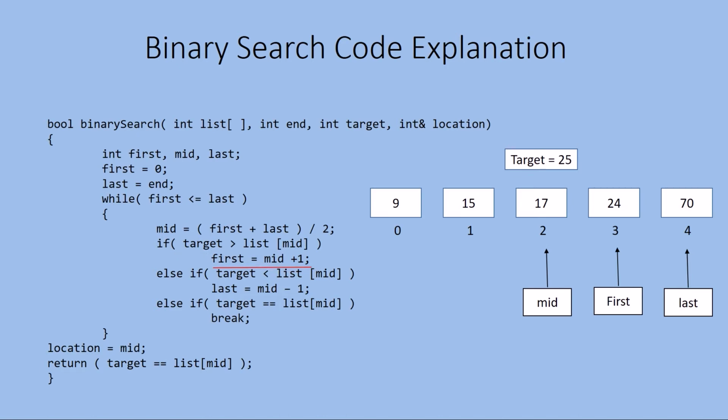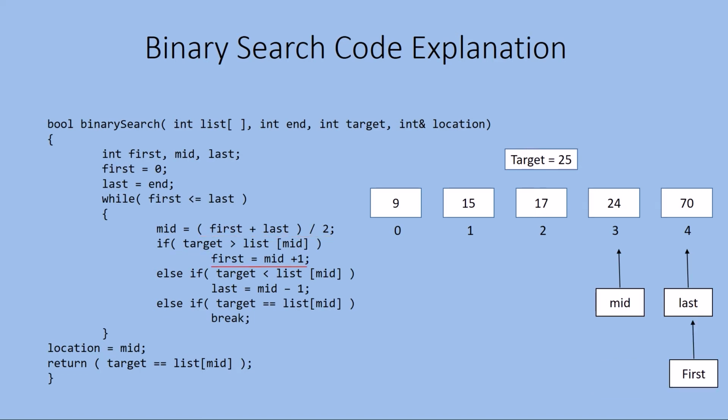Loop back again, calculate middle and get 3.5. Rounding down to 3, set mid equal to 3. Compare with target, 25 is larger than 24. So we set first equal to mid plus 1.